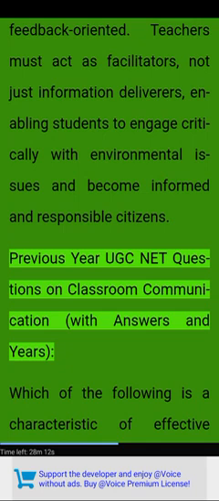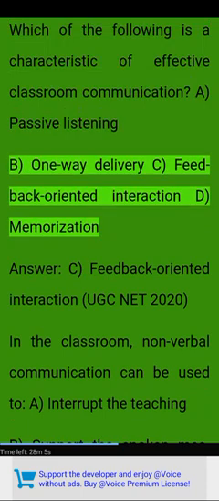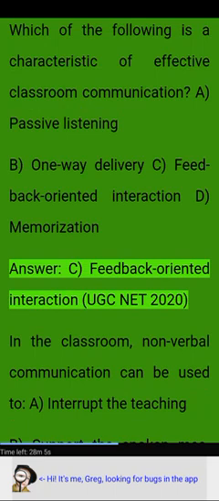Previous year UGC NET questions on classroom communication with answers and years. Which of the following is a characteristic of effective classroom communication? A. Passive listening. B. One-way delivery. C. Feedback-oriented interaction. D. Memorization. Answer: C. Feedback-oriented interaction. UGC NET 2020.